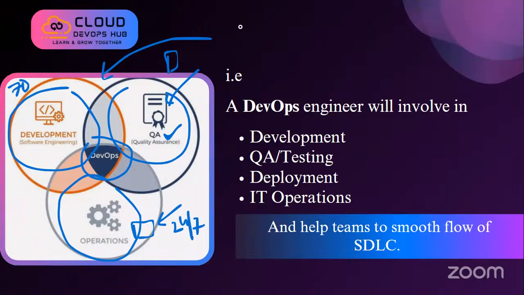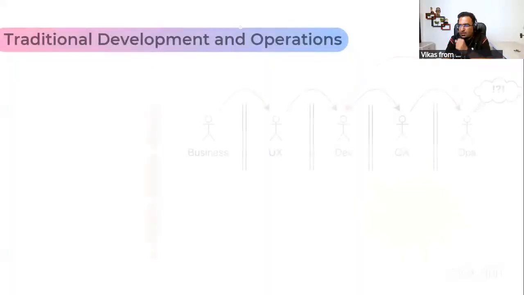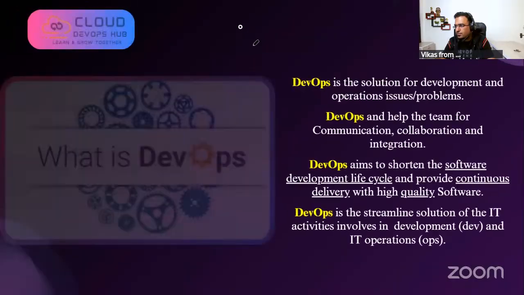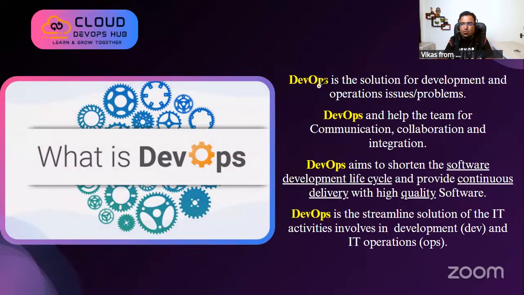Cool. Now, what exactly is the DevOps definition? Guys, just understand this first, and then you have to give the definition. DevOps is a solution for development and operation related issues and problems. A DevOps engineer will solve the problems of any development and operation related activities.